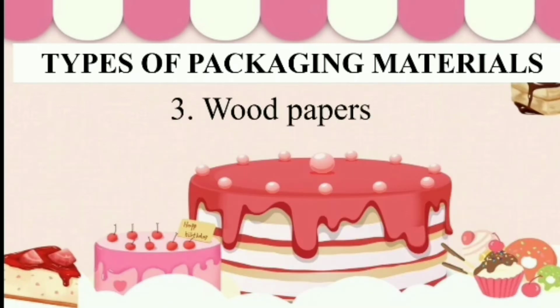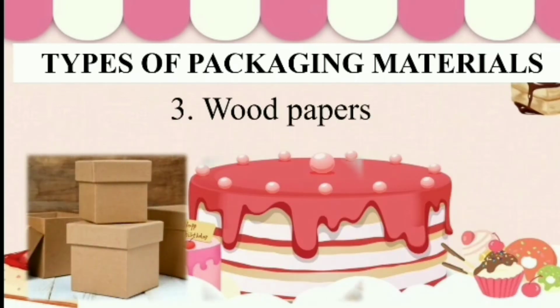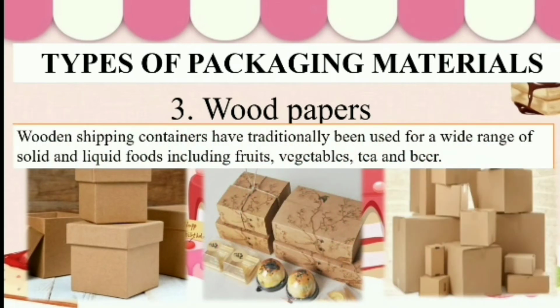Number 3, wood. Wooden shipping containers have traditionally been used for a wide range of solid and liquid foods, including fruits, vegetables, tea, and beer. Wood offers good protection, good stacking characteristics, and strength. Plastic containers, however, have a lower cost and have largely replaced wood in many applications.